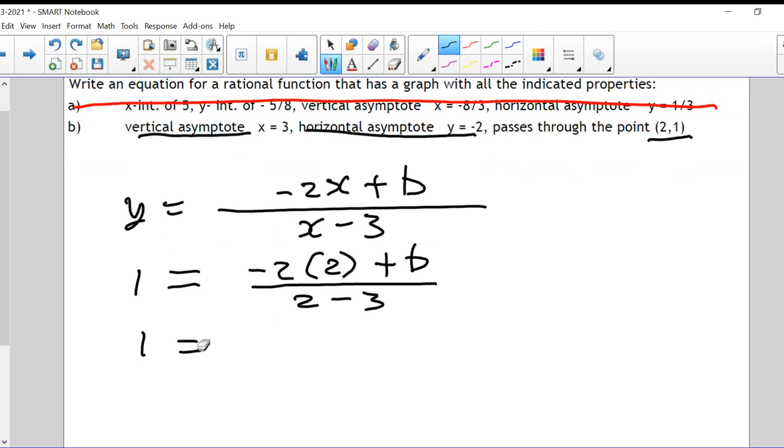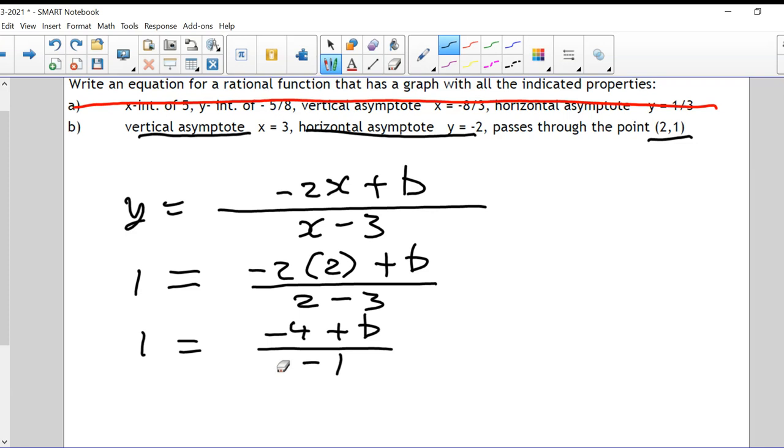So 1 is equal to minus 4 plus b over 2 minus 3, which is minus 1. How do we solve this exactly? We're going to talk about solving rational equations, and inequalities by the way, in the next class. But if I just gave this to you and said solve it, what would you do? I want to solve for b, times both sides by the minus 1. So we're really cross multiplying.